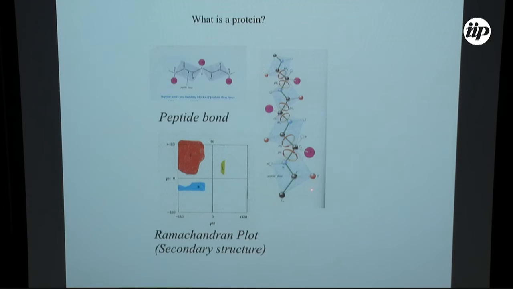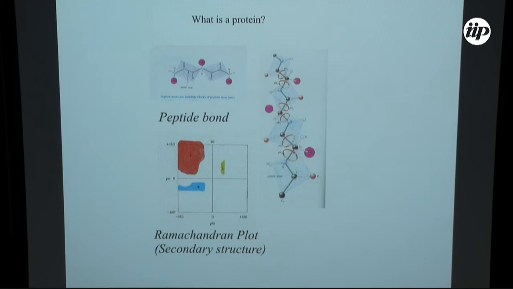This region in here is a left-handed helix. So one is right-handed, the other is just left-handed. It's a much narrower region. Almost everything else in here are regions that if you choose these angles, the atoms are going to sit on top of each other. So they are excluded mostly.